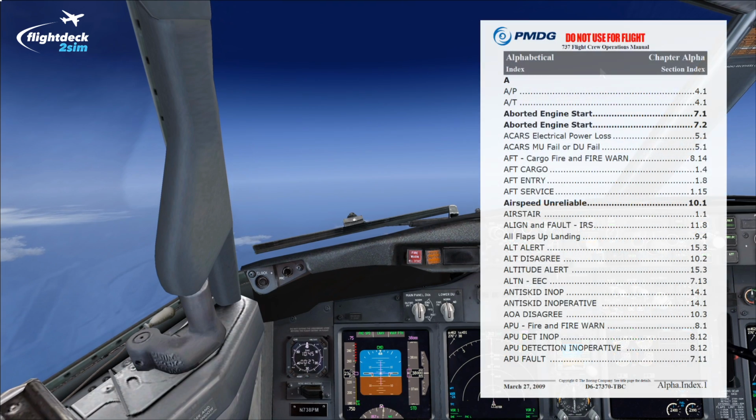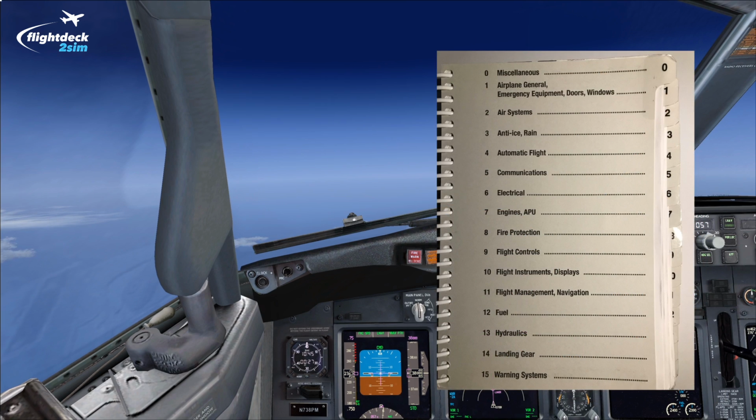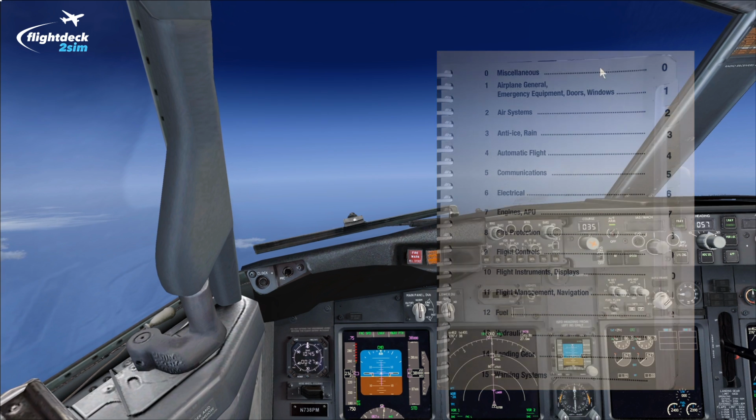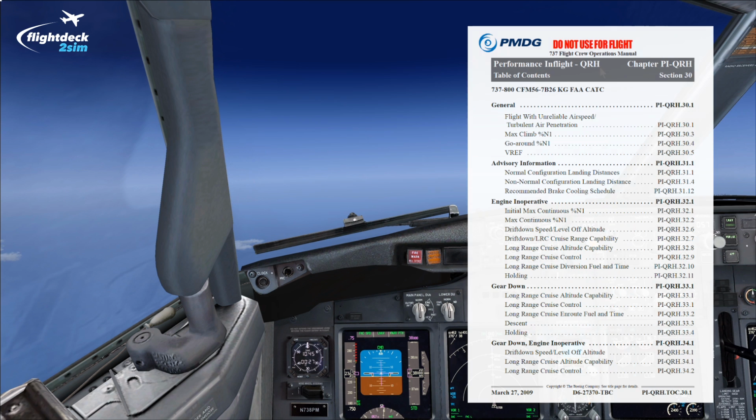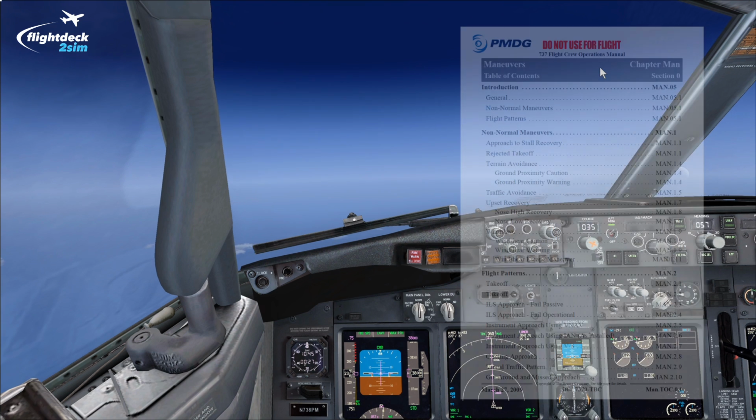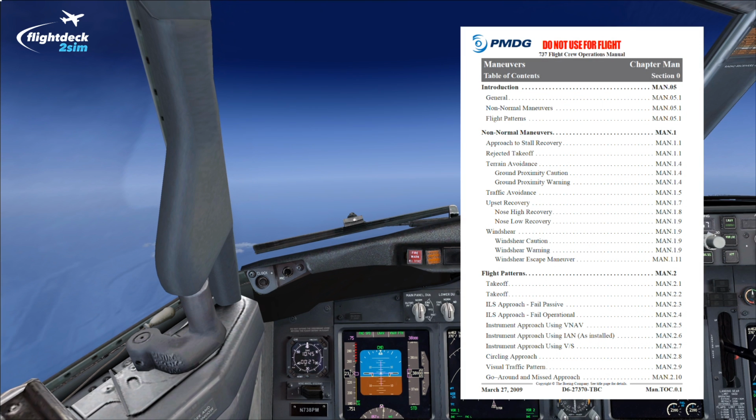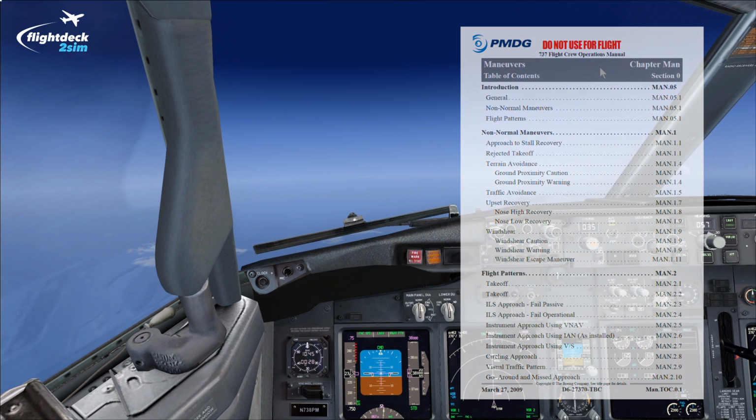They are then combined, covering all of the non-normal checklists on the next few pages, and then you get into the bulk of the QRH, which is chapter 0 to 15, covering every technical aspect of this aircraft. On the back of the QRH, the last few pages, we have performance in flight, which covers all the tables and charts associated with performance calculations. We have a manoeuvres section, which teaches crew how to perform particular manoeuvres such as wind shear escape, approach to stall, rejected takeoff, and upset recoveries, and also all the normal flight patterns, so how to do the two-engine ILS, single-engine ILS, etc.